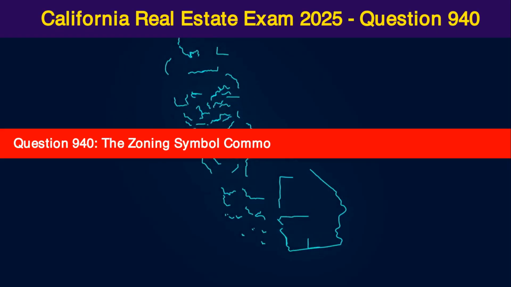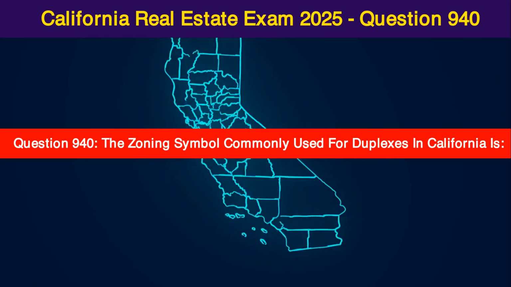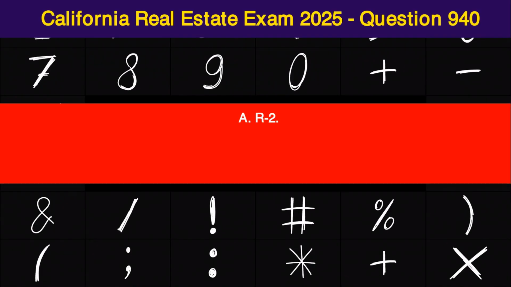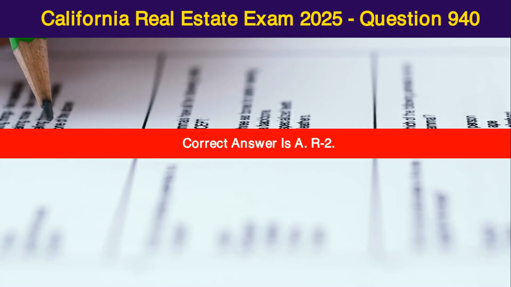Question 940. The zoning symbol commonly used for duplexes in California is: A, R2; B, R1; C, RDCD1; D, DX. The correct answer is A, R2.